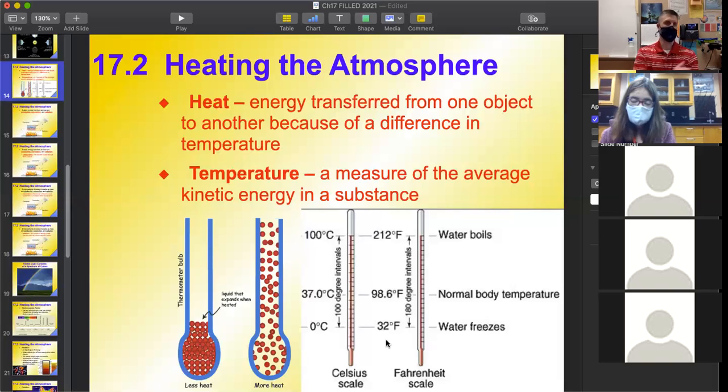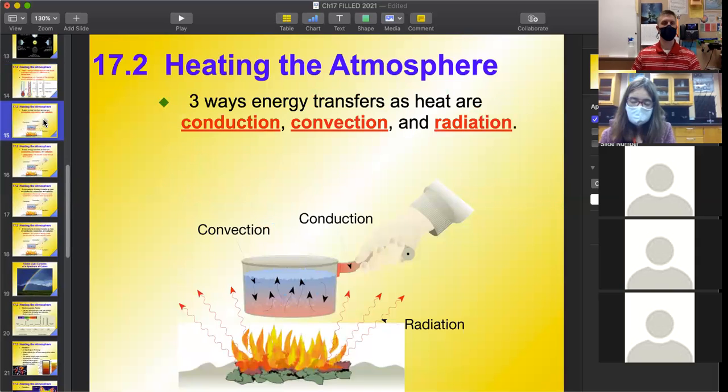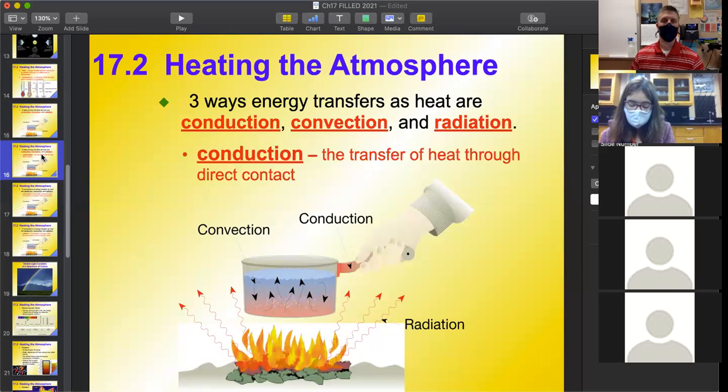So as far as conduction of heat and conduction of energy, 3 ways that transfer can happen are conduction, convection, and radiation. This is a pretty common example, a hand holding a pot of boiling water, because it does include all 3. So the first one, conduction, is through direct contact.